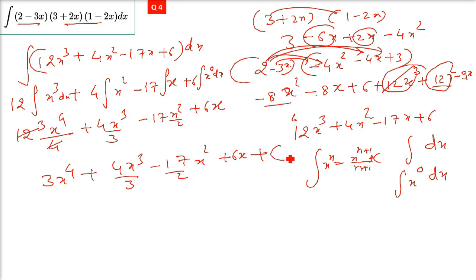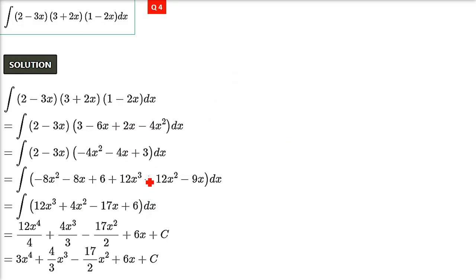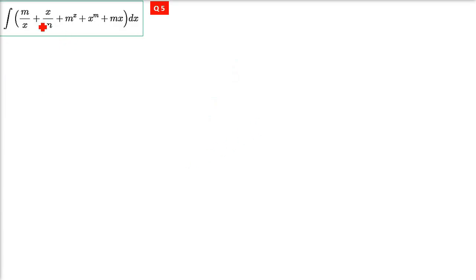All other terms with a constant of integration. This is your final result. So this is how it will be done, final result. Now this question, one by one we need to deal with them.